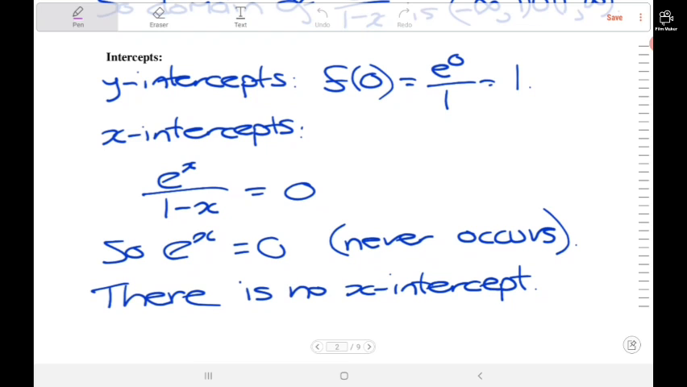Now for x-intercepts, we have e to the power of x over 1 minus x, and we set this equal to 0. So the x-intercepts occur when the function is 0. This means we need e to the power of x to be 0, and from the properties that we know for the exponential function, that never occurs. So there is no x-intercept, just the one y-intercept that we found.